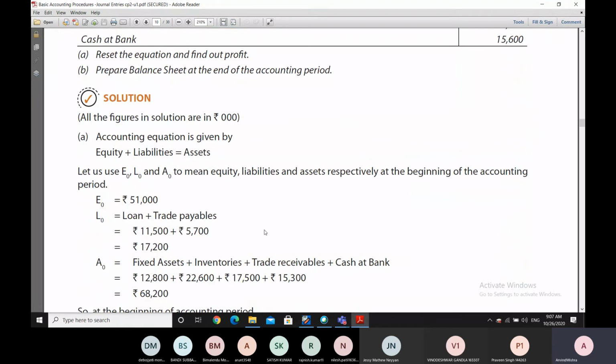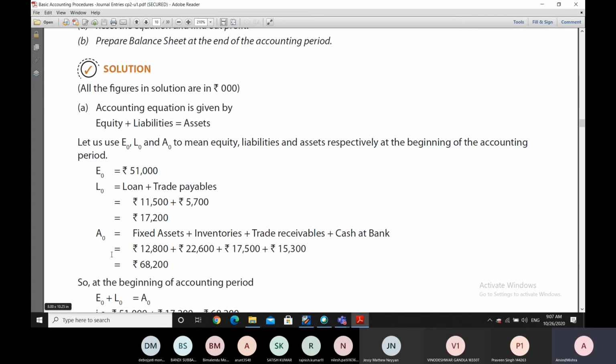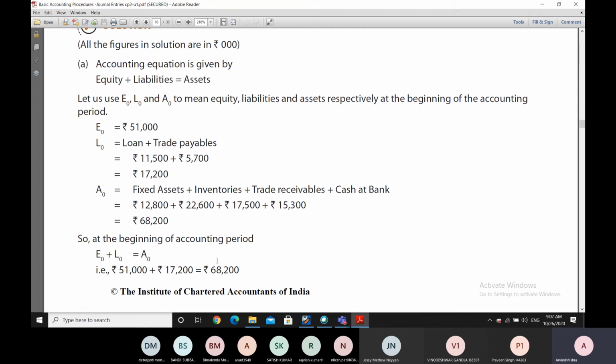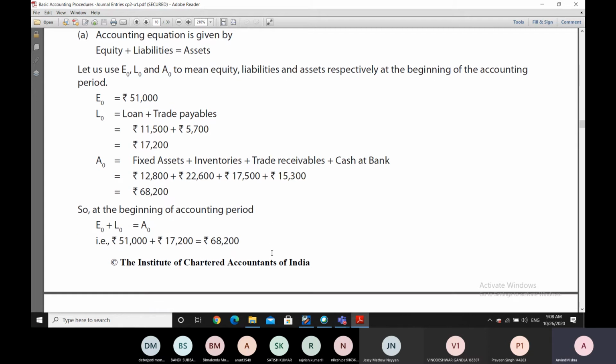So we are finding E0 as 51,000, L0 as loan plus trade payables, and A0 is the asset at time t equal to 0, and we add up the assets by adding up fixed assets, inventory, trade receivables and cash at the bank, and we get a figure of 68,200. And finally, we write it in the form of the accounting equation, and we get 51,000 as equity, E0, plus 17,200, which is L0, liability 0, and A0 is the assets at time t equal to 0. So we can see that the accounting equation is balancing. So whenever we are given a set of details or a trial balance, as we call it, we should first check whether the accounting equation is working out or not, in order to be able to make the balance sheet.